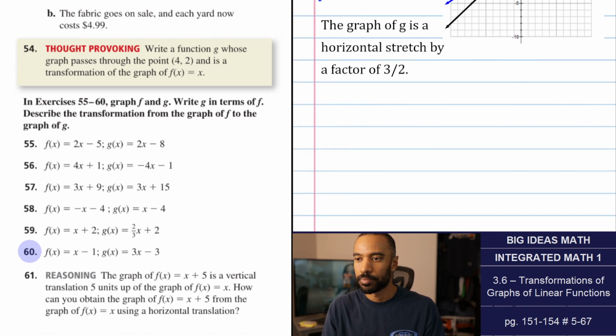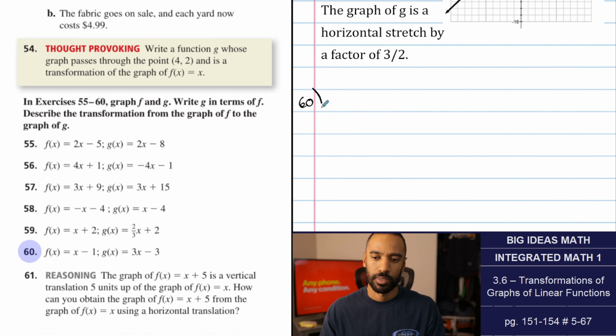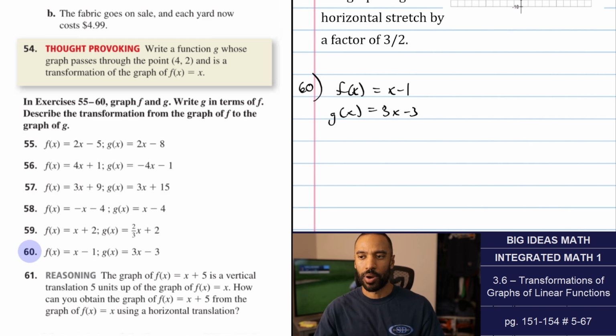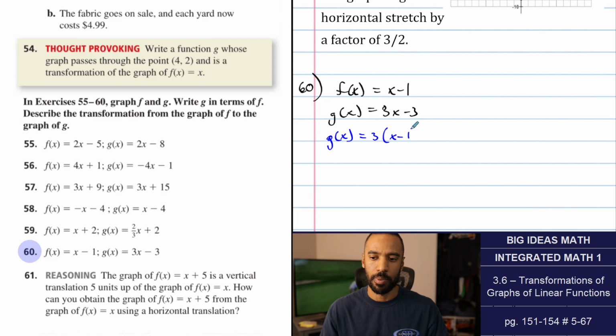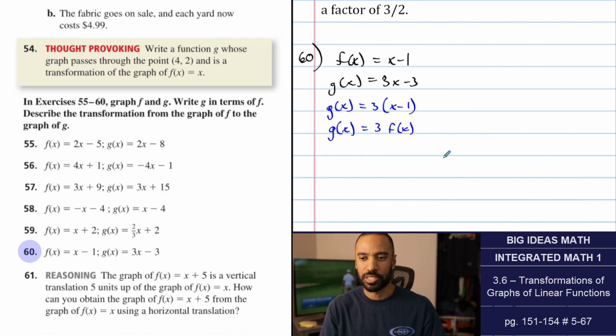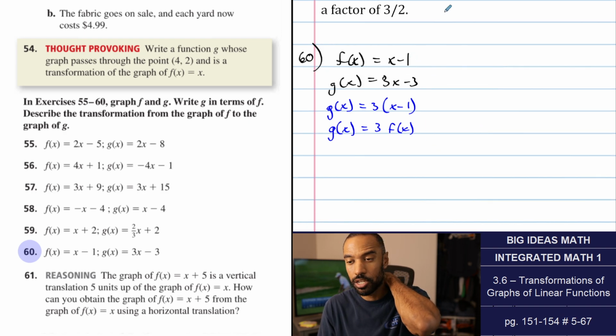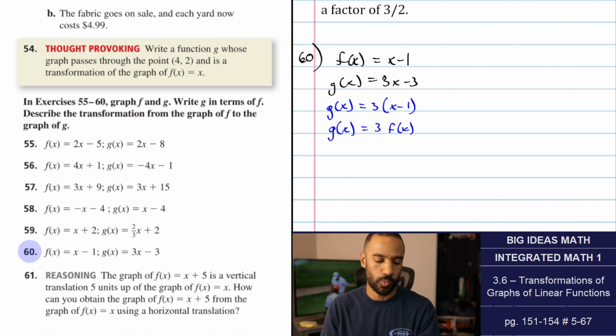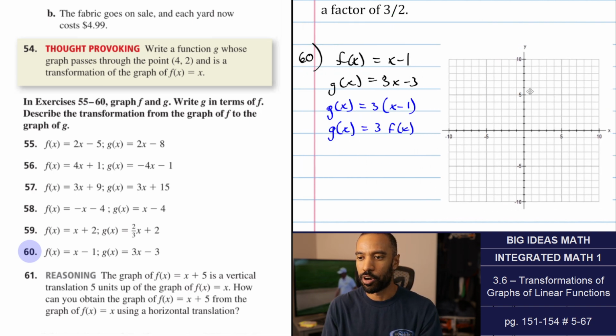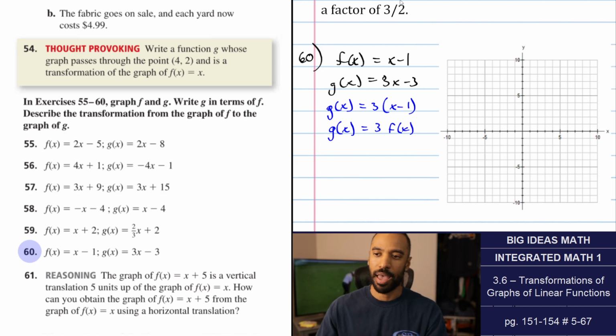Number 60 is f of x equals x minus 1, g of x equals 3x minus 3. Looks like everything just gets tripled, right? The g of x here, it looks like we get to triple the x and triple the 1. So tripling x minus 1 means we're tripling our f of x's. Tripling our f of x's sounds like a vertical stretch. That includes the negative 1. That got tripled as well. So that's the best way to describe this one. The graph of g is a vertical stretch by a factor of 3 from f. Everything's 3 times bigger. Every y value.